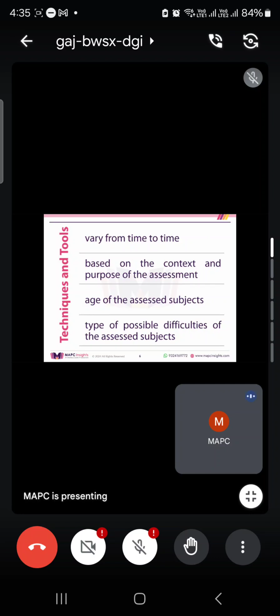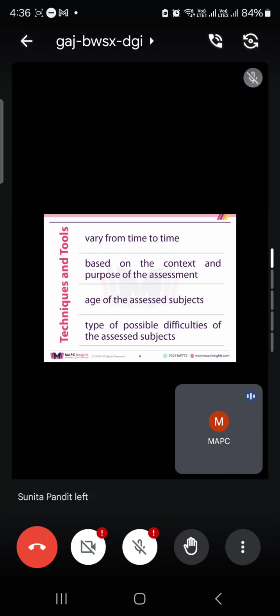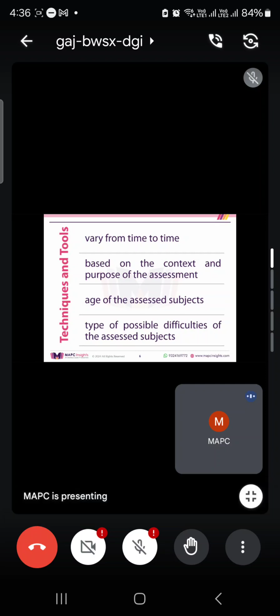Age of the assessed subject. The person on whom you want to administer the inventories or this diagnosis, the age of that person also needs to be considered. The techniques and tools will be based on the age. All tools and all types of questions are not appropriate for all ages. So these techniques and tools greatly vary depending on the age of the subject as well.